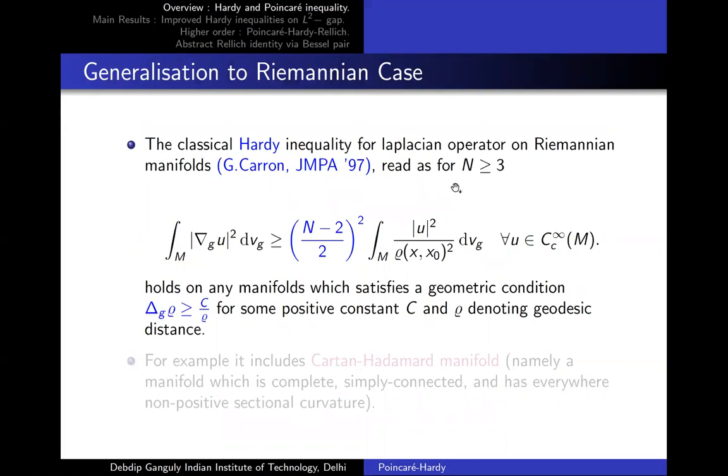1997 proved that for n greater than or equal to 3, such an inequality holds true, that is, ((n minus 2) by 2) whole square integration of mod u square by the distance square. This is a distance function from the fixed pole. This x naught is a fixed pole. But which type of manifolds?